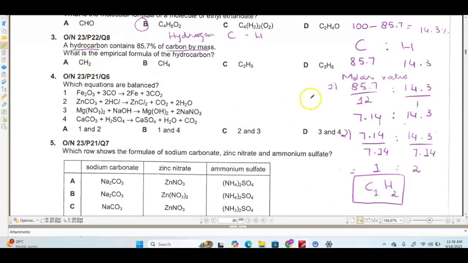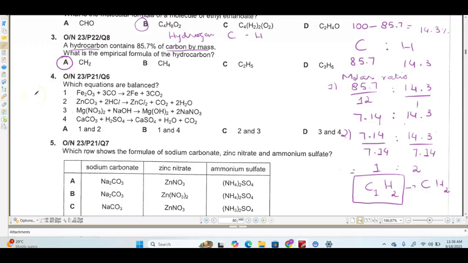Okay. This is just the first step in finding the formula. Okay. So we are going to do it again and again. Even if you have not understood it the first time, inshallah you are going to understand it after we move forward and do it again and again. Okay? So this can be written as CH2 as well, because we don't write 1 over here. Okay? So A is going to be the correct answer for this one.